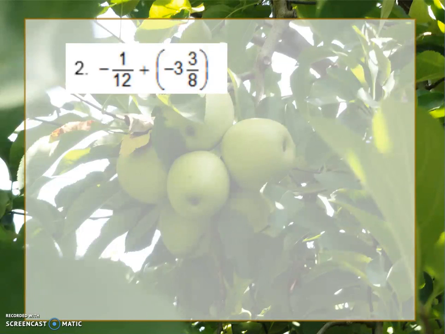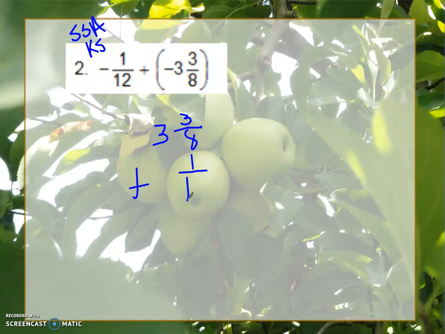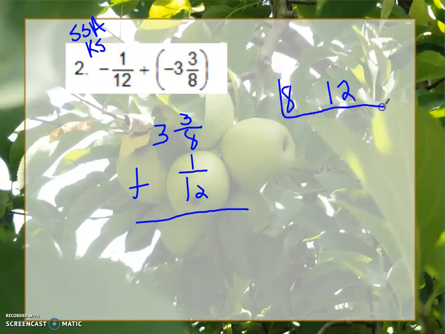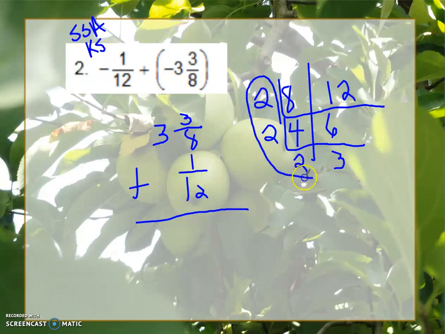Okay, on number 2, negative 1/12 plus negative 3 3/8. Same signs, add, keep the sign. So we're going to do 3 3/8 plus 1/12. So step 1, get a common denominator. So we're going to go by 2. Go again by 2. Can't go any farther, so we multiply everything. 2 times 2 is 4. 4 times 2 is 8. 8 times 3 is 24. My lowest common denominator is 24.